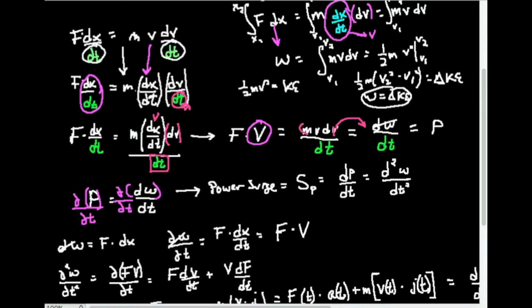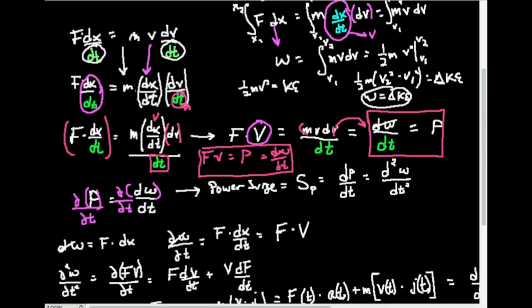So what is dw over dt? Well, this is power. dw over dt is power. However, I can't neglect what's over here on the left side of the equal sign. So what I have is this expression that force times velocity is the power, which is also the derivative of the work with respect to time. Okay? So that is something that's very, very powerful.